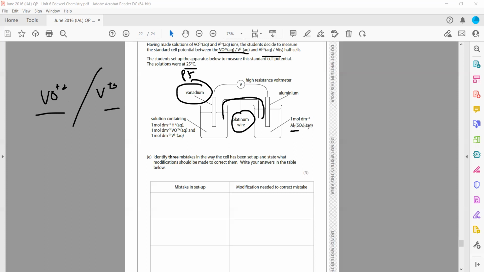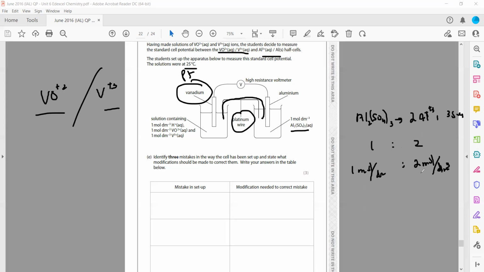1 mole per dm cube of aluminium sulfate. If we have 1 mole per dm cube of aluminium sulfate, when this substance dissolves, it will give 2 aluminium ions and 3 sulfate ions. So the ratio of aluminium sulfate to aluminium ion is 1:2. If the concentration is 1 mole per dm cube, the concentration of aluminium ion will be 2 moles per dm cube. So it won't be correct.